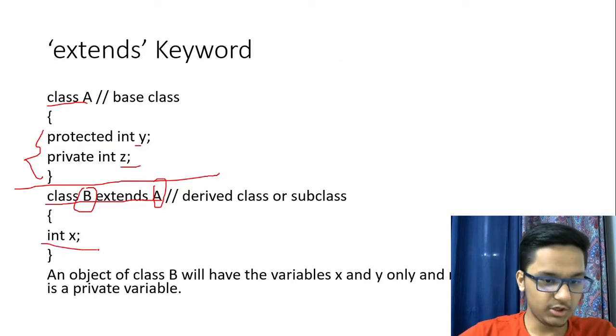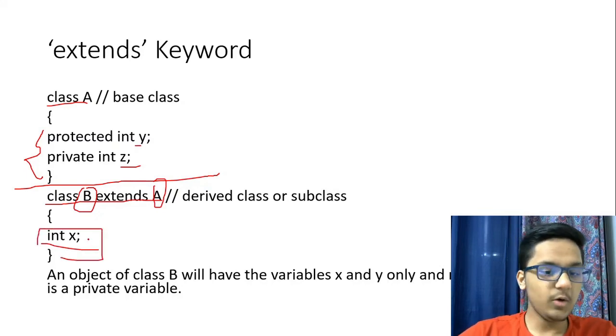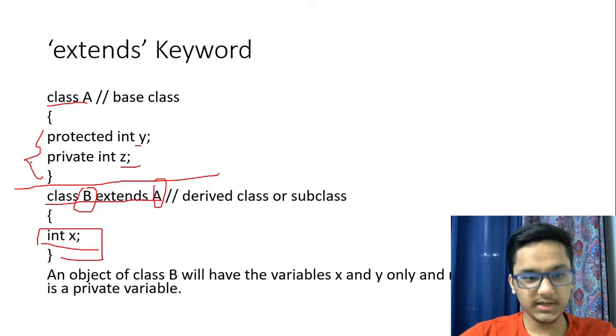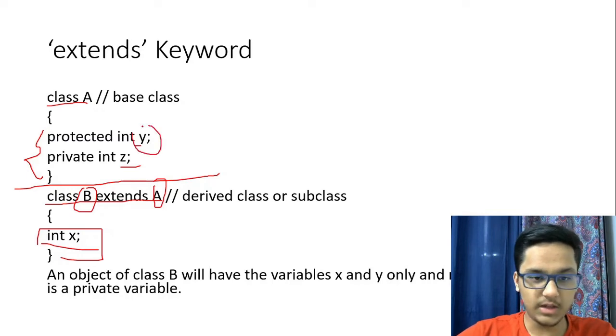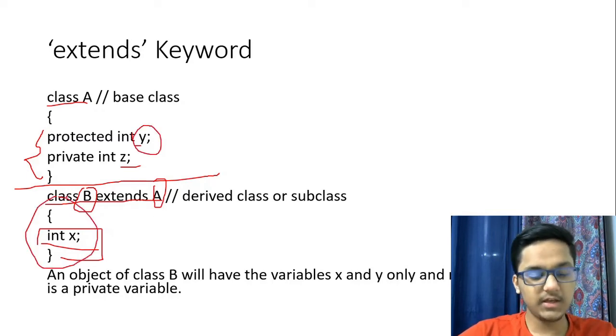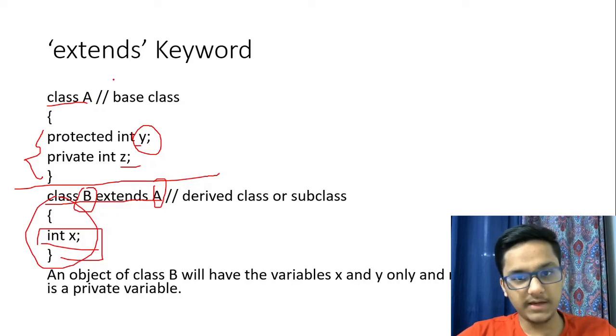And this particular class has only one variable, int x. Now, within this class B, if you create an object, it will have the variables x and y as well. So essentially, it will have all the variables of its own class and all the variables of its parent class.